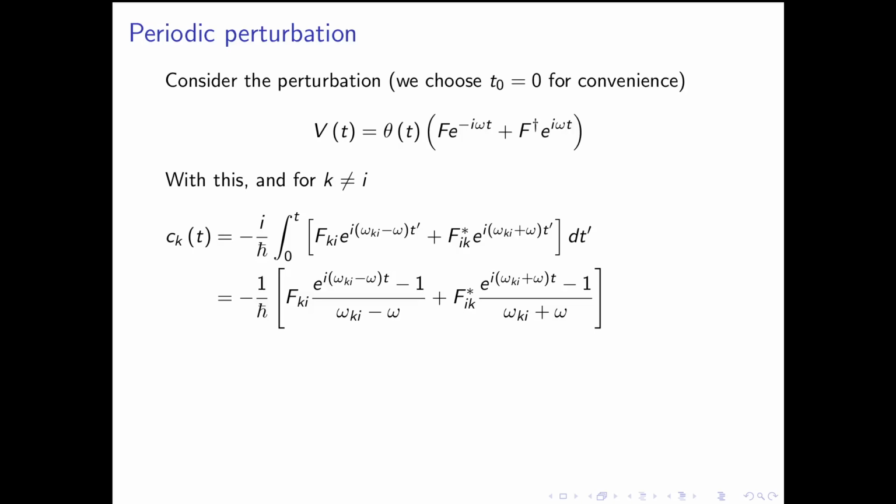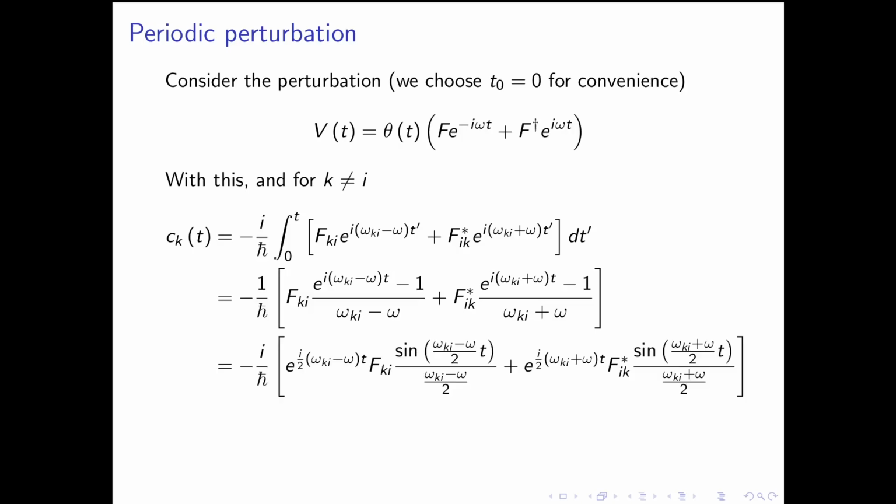And if you do that, this ends up taking this particular form where the most prominent and important quantity is this function, sine of (omega_ki minus omega) t by 2 over (omega_ki minus omega) by 2 in the first term, and a corresponding thing with plus omega replacing minus omega in the second.